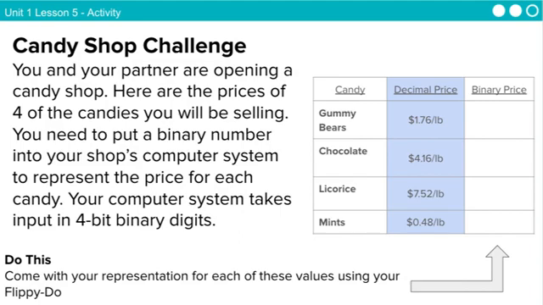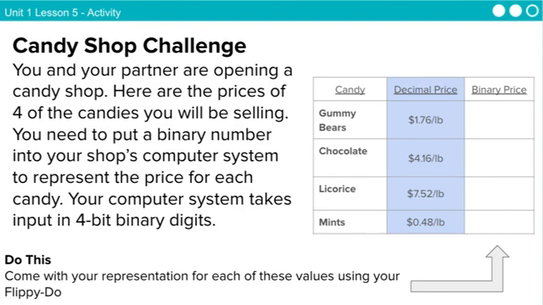You are opening a candy shop. Here are the prices of 4 candies that you're going to be selling. These are the candies. You need to put a binary number into your shop's computer system to represent the price for each candy. Your computer system takes input in 4-bit binary digits. So, to do this activity, come up with your representation for each of these values using your flippy-do.